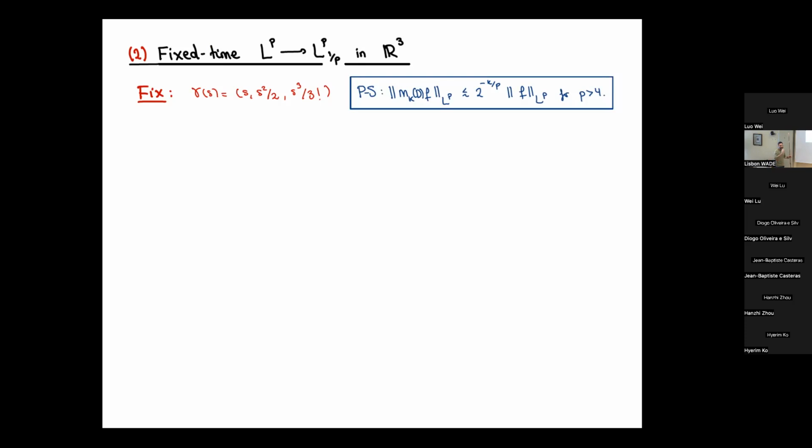In 2 derivatives directly, and then in L infinity is trivial because it's an averaging, and one interpolates. Full end of the story.